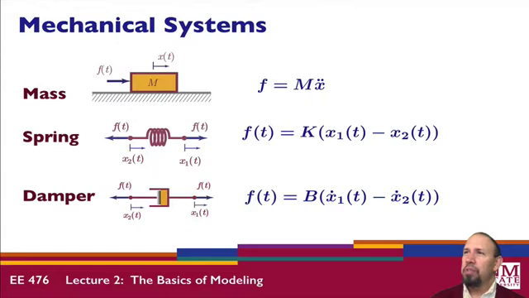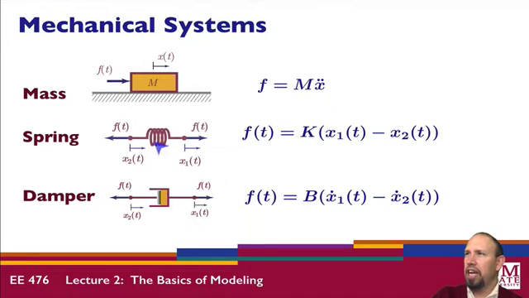Okay, mechanical systems. We have a number of components. So we've looked at electrical systems, including the passive components. We also have mechanical systems that we can look at. A mass, a spring, and a damper are the basic mechanical types of components that we would use. The mass satisfies Newton's law, right? Force is equal to mass times acceleration. That's what we have here.